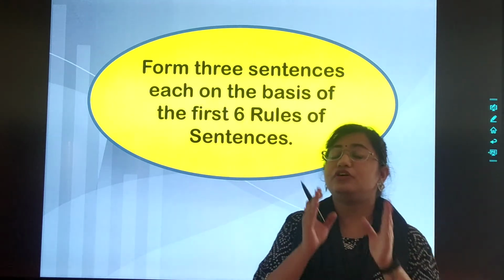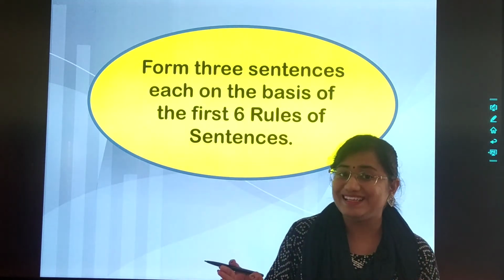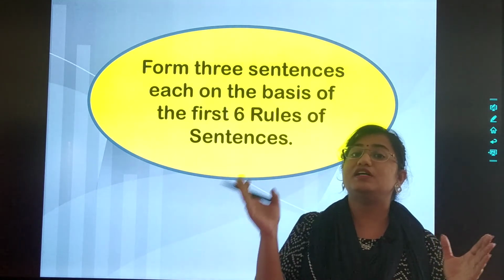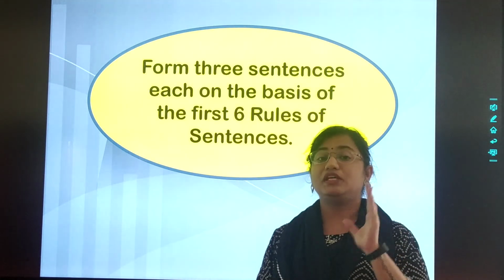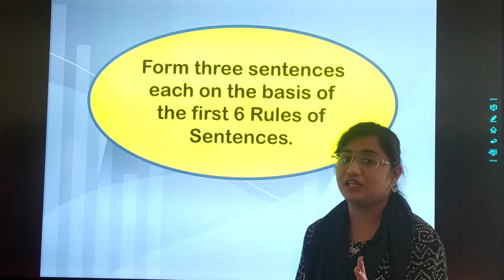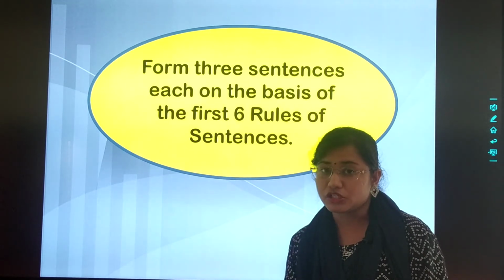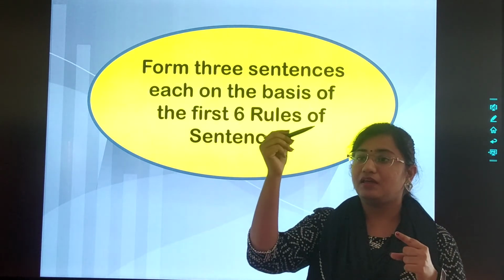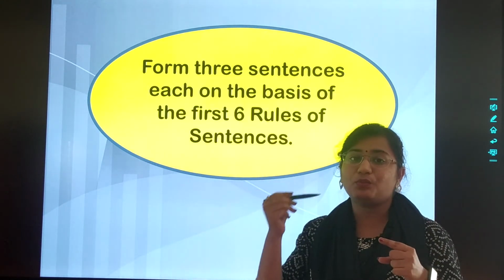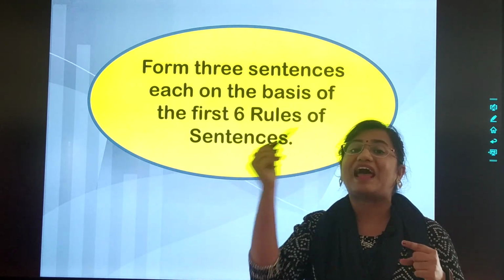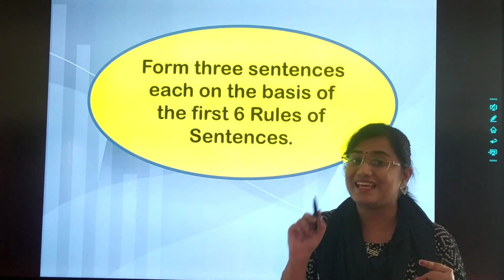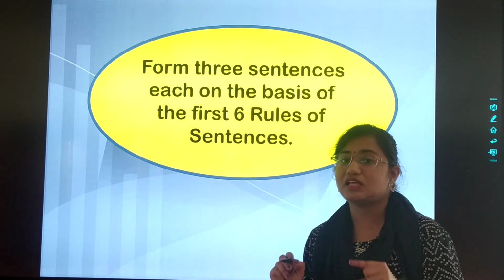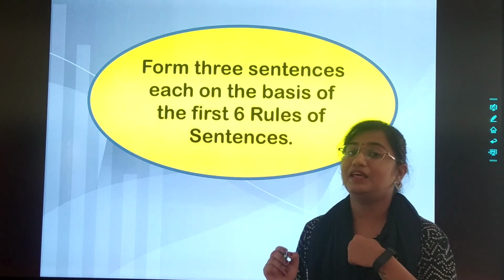Now, we have something to do. While referring to the rules, you need to practice and form sentences on the basis of the first 6 rules. Dear children, this is your activity which is a part of your worksheet and you have to do this in your textbook. You will write the meaning, then write the rules one by one and practice the formation of sentences with the help of the examples given over here. If you have any doubt, you are free to call me anytime.